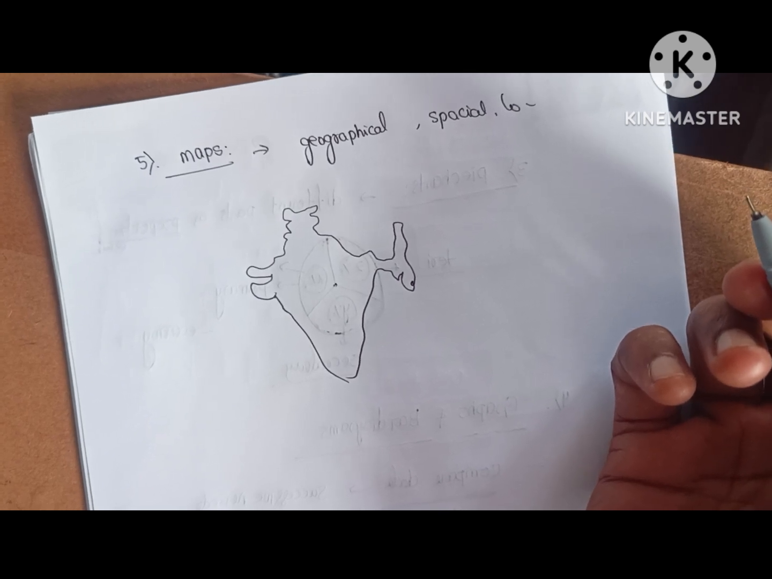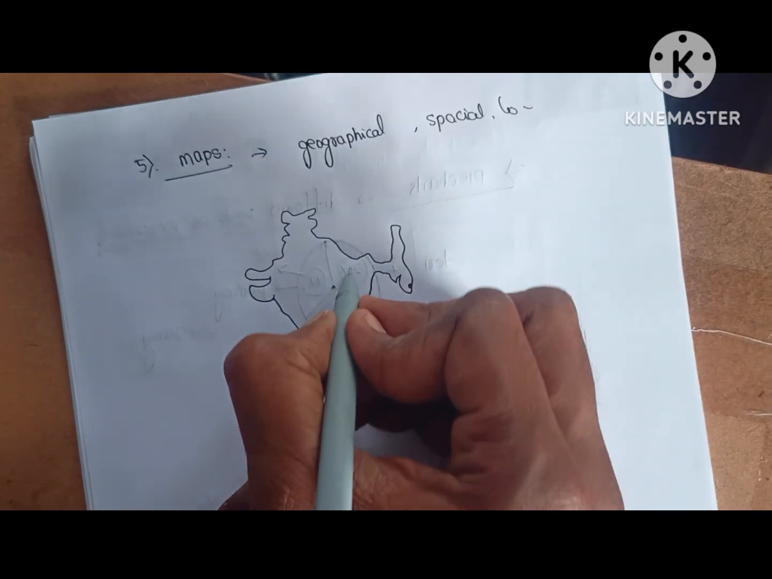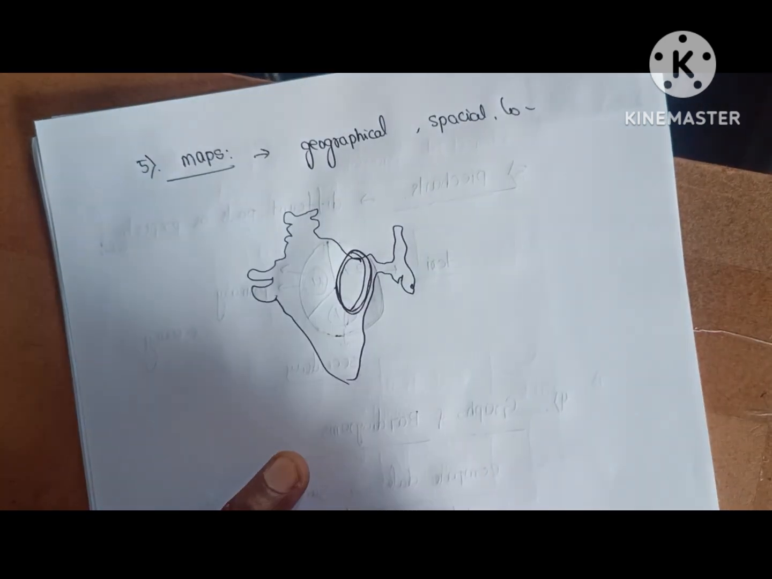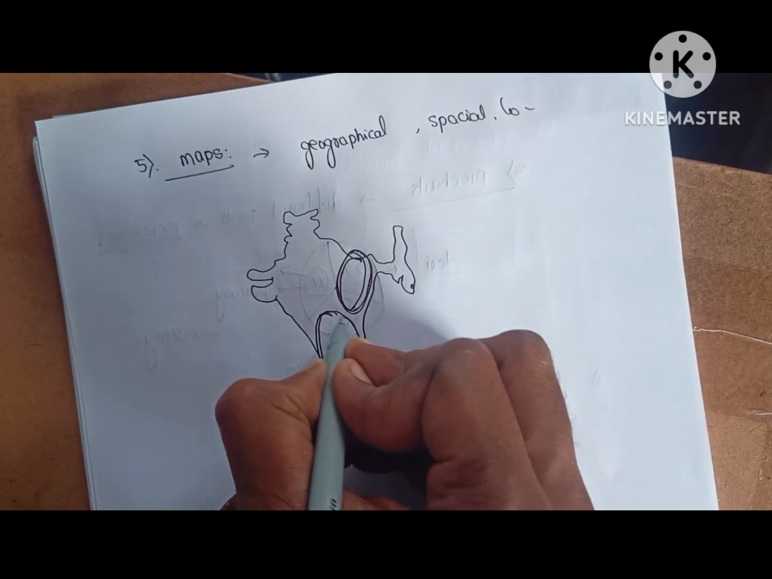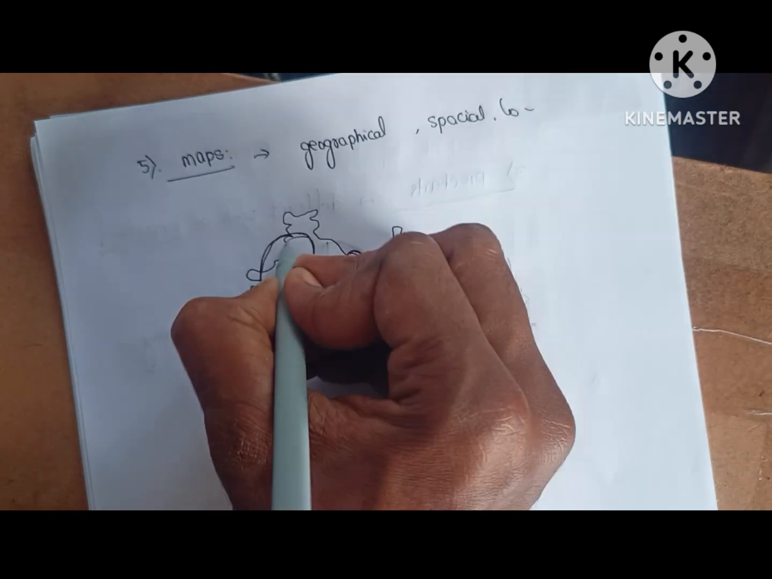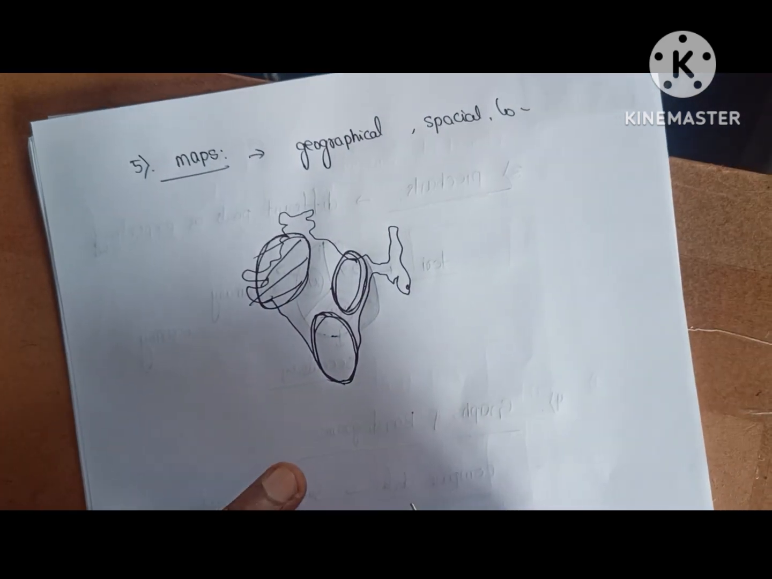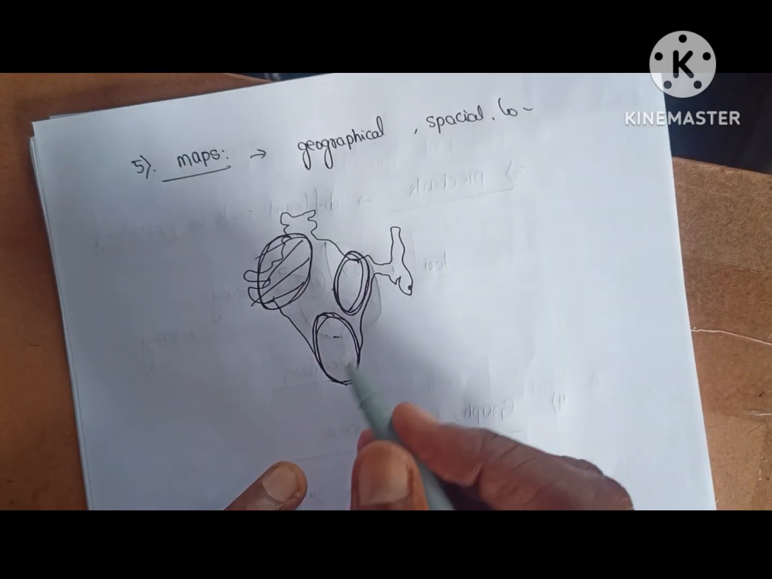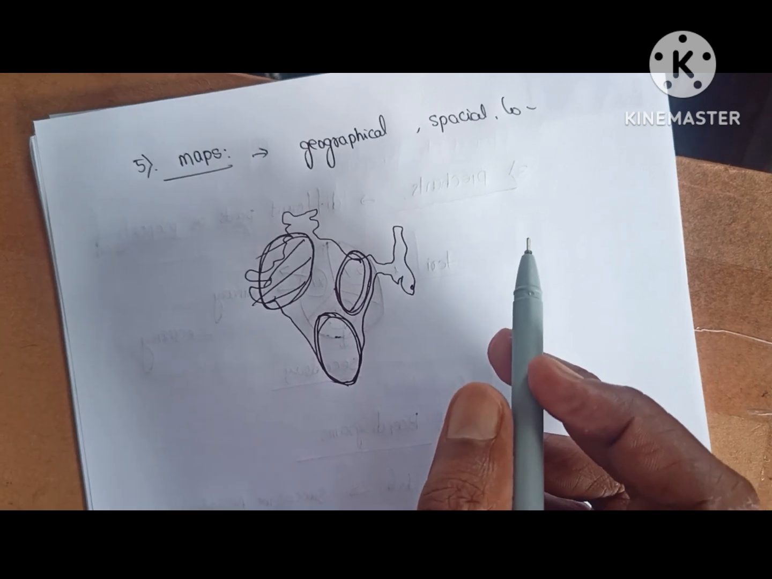For example, there is a question about permanent settlement. You can simply draw the India map and show that in this region permanent settlement is implemented, and in this region the Raitwari system is implemented, and in this region the Mahalwari system is used. Like this you can use maps wherever you want to explain geographical concepts or spatial distribution or location.